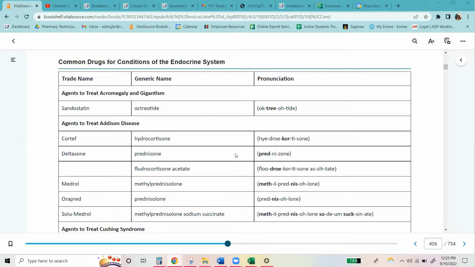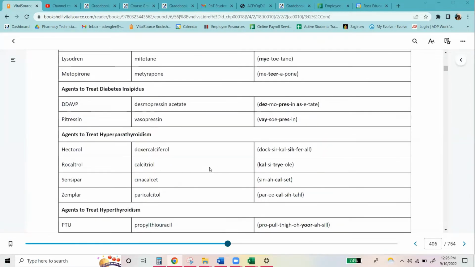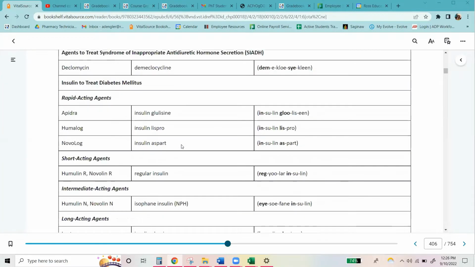In the beginning of the chapter, we have the common drugs for conditions of the endocrine system. This is a really great chart because it has the pronunciation of the generic names, which are the hard ones to say. We will talk more about these drugs throughout this chapter. This is a really great chart to indicate the most common drugs for the endocrine system.